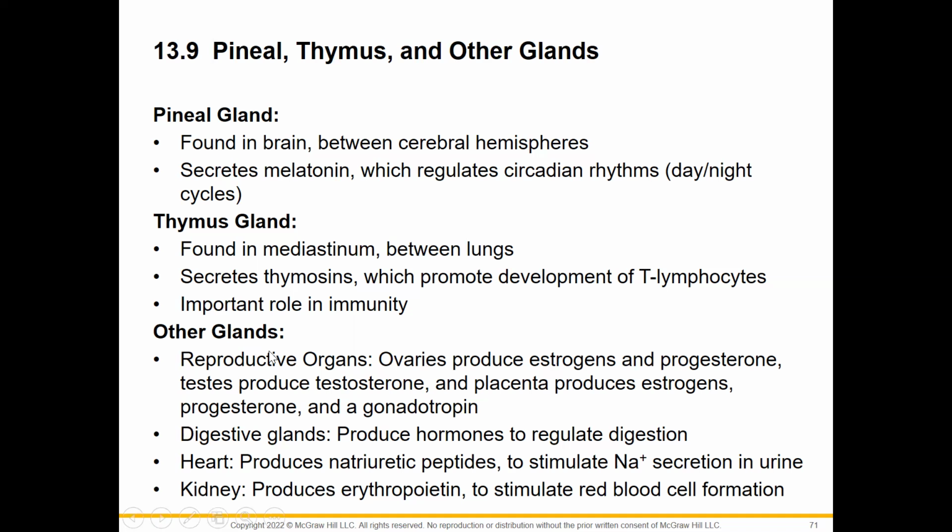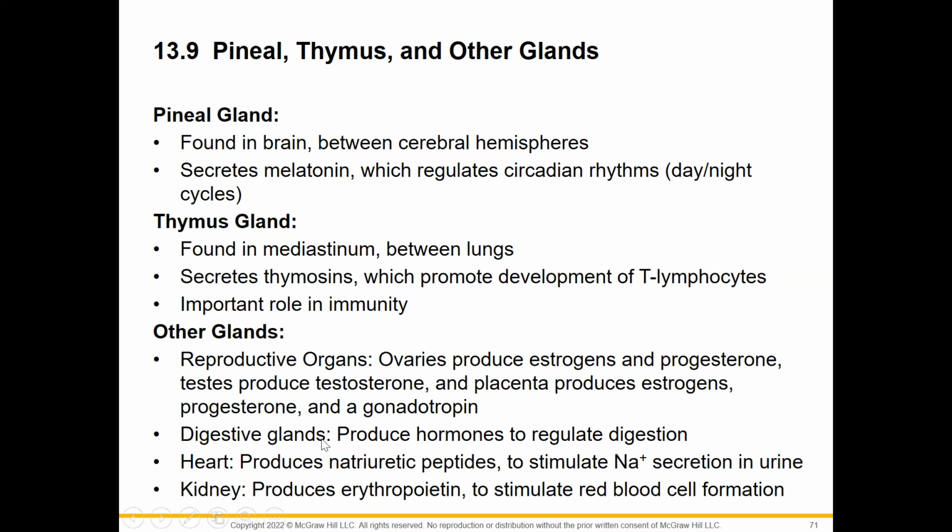Well, the reproductive organs, you have your ovaries that produce estrogen and progesterone. The testes produce testosterone. The placenta, so when mom is pregnant, she needs excess estrogen, progesterone, and a gonadotropin so that not only does she have enough for herself, but she also has enough to maintain her pregnancy.